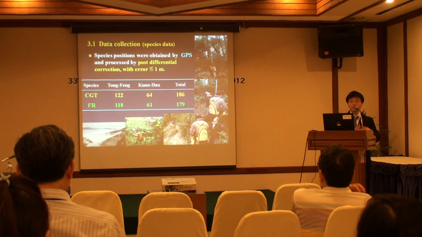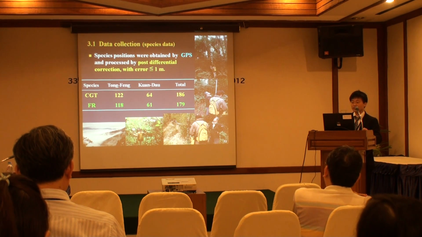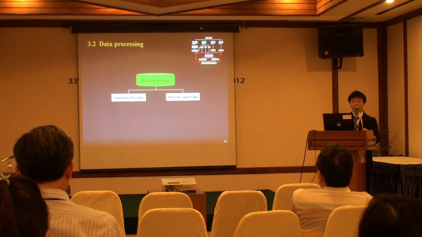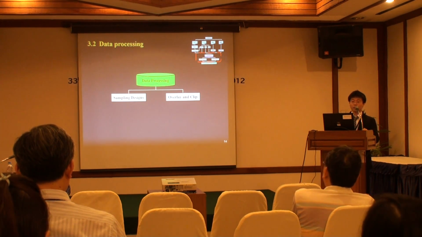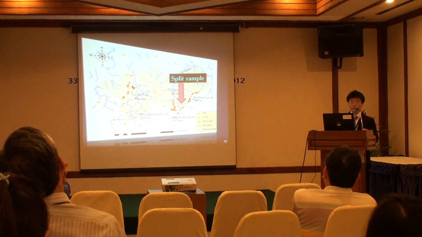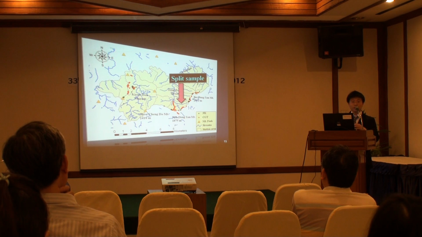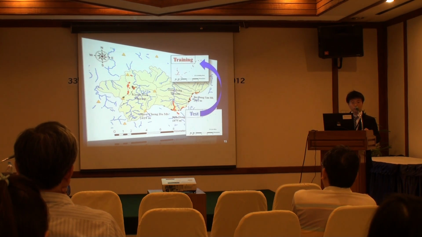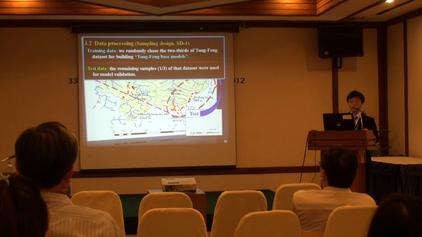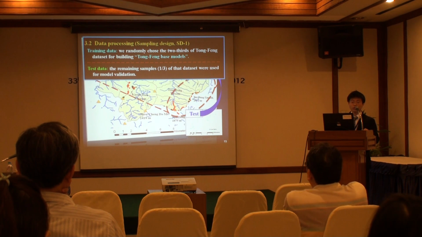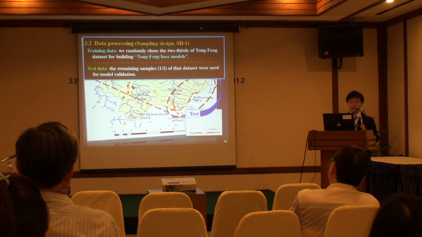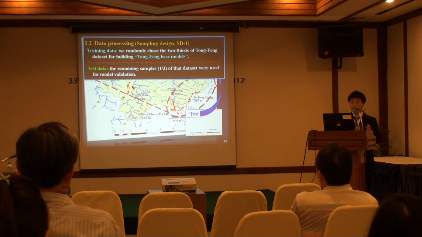We further combine those data points to make sampling designs. The second part, data processing, has two components: sampling design, and overlay and clip. At the beginning, we talk about the sampling design. We split the Dongfeng data and randomly choose 2/3 of the Dongfeng data for model development, which we call the Dongfeng best model. The remaining Dongfeng samples were used to test the data.